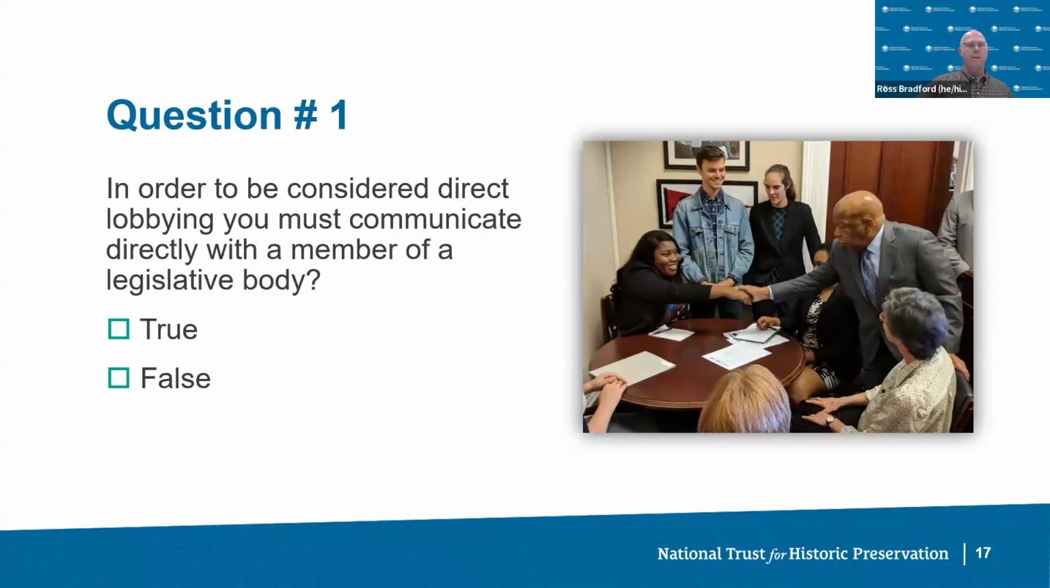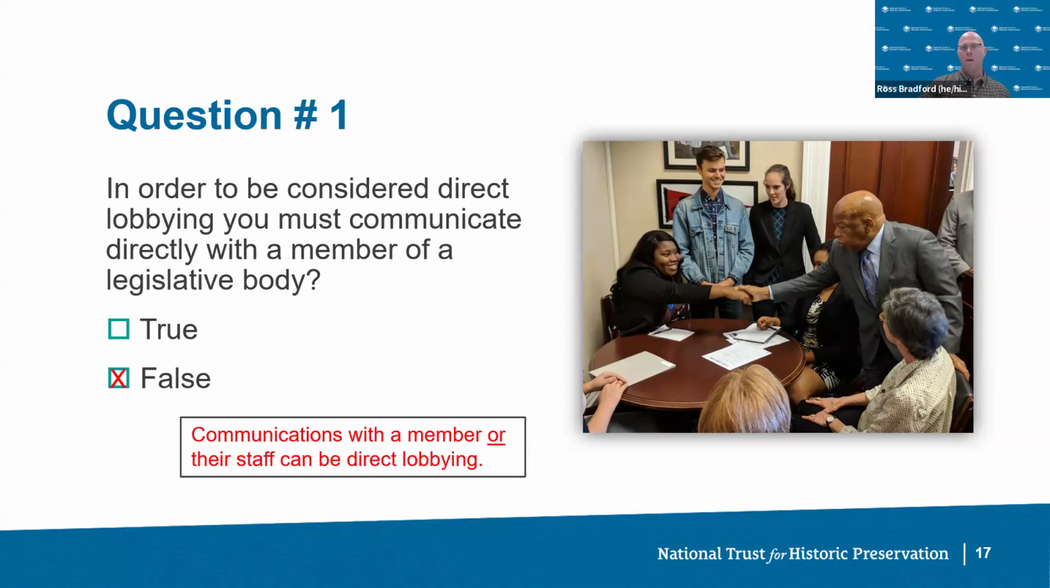So in order to be considered direct lobbying, do you have to communicate directly with a member of a legislative body? And the answer to that is false. Obviously, direct communication with them is direct lobbying, but if you communicate with their staff, that's also direct lobbying. They're essentially acting on behalf of the people they work for in that office. So anytime you reach out to a legislative assistant or someone in an elected representative's office to conduct lobbying, that would be considered direct lobbying activities.